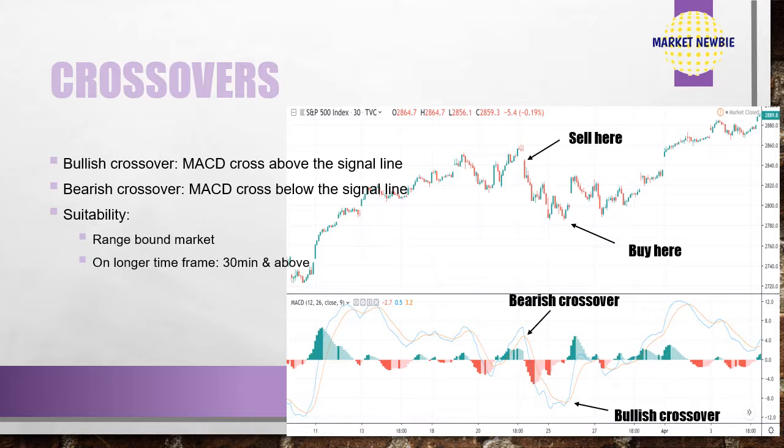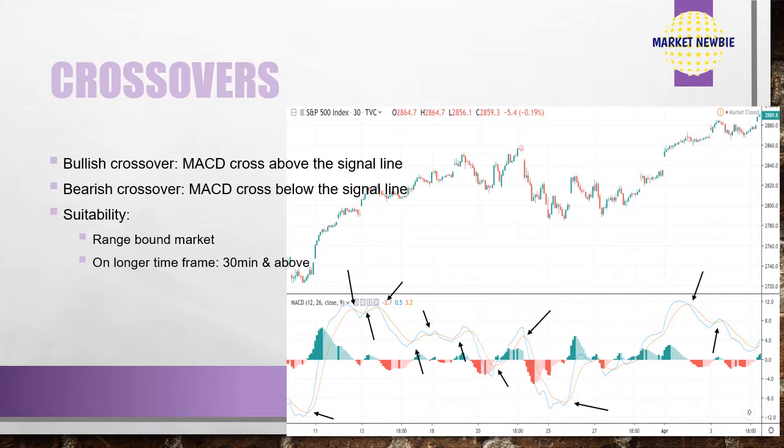You probably noticed that if you count all the crossovers in this chart, and this is the 30-minute chart of S&P 500, by the way, there are more than 10 of them, and at least half of them are false alarms, which means if you use such a strategy, you might end up losing money. Therefore, we have to know when to use this strategy.